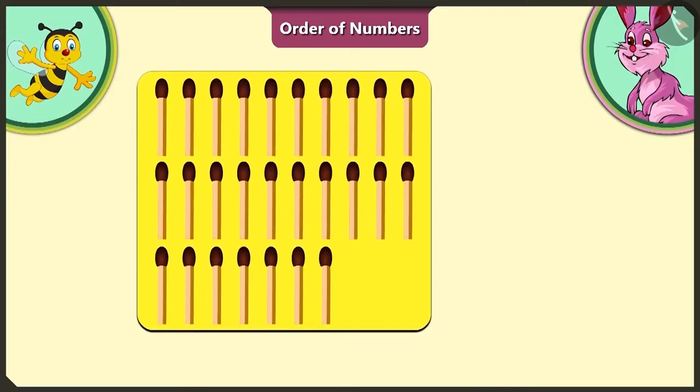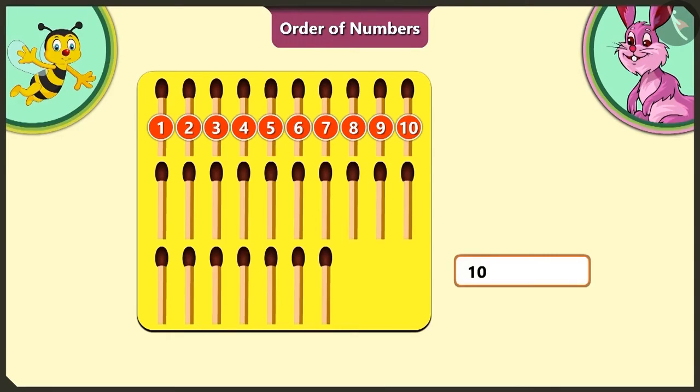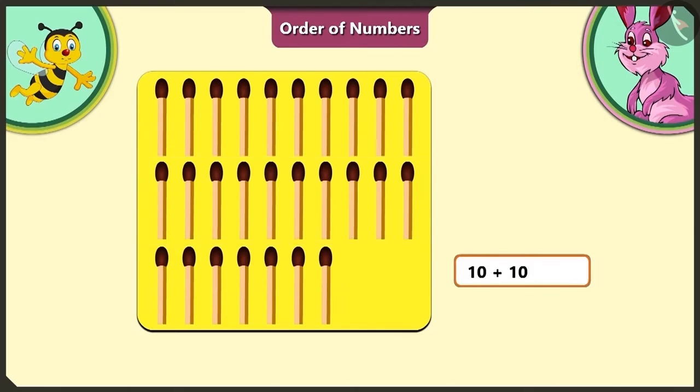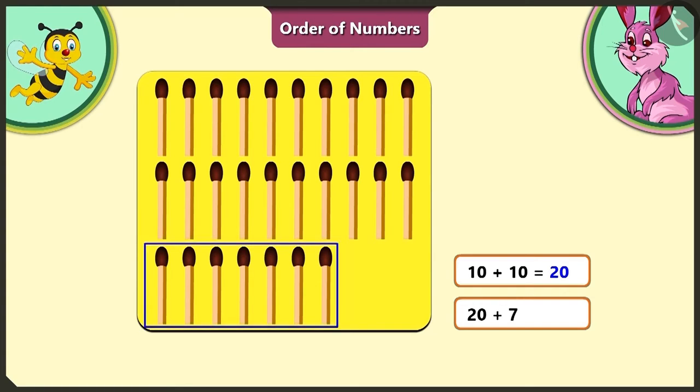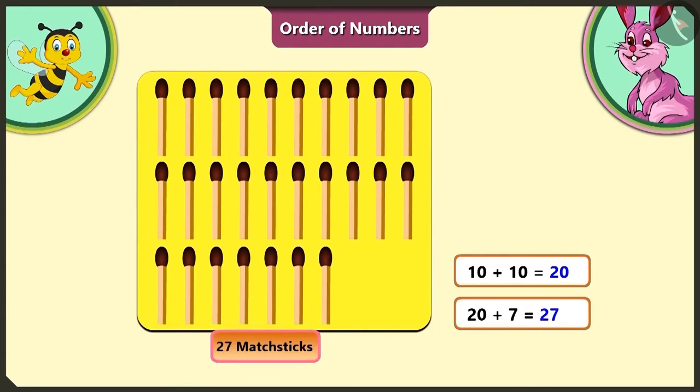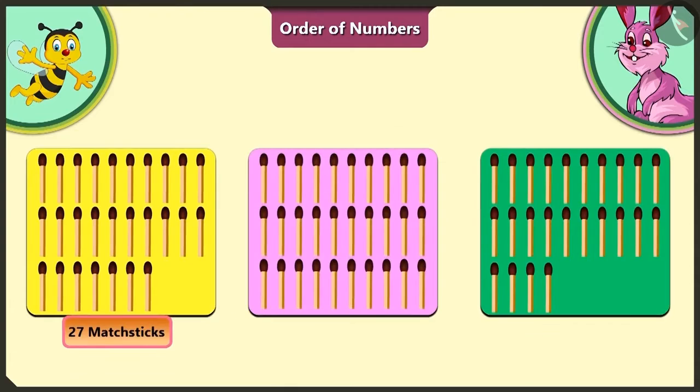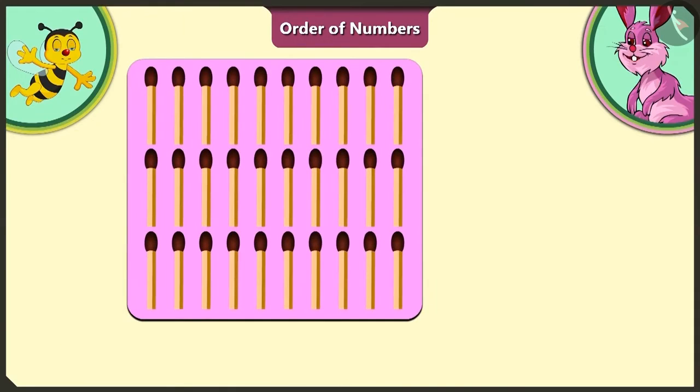Let's see the first group of matchsticks on the yellow card. There are 1, 2, 3, 4, 5, 6, 7, 8, 9, 10 matchsticks. To this first group of 10 matchsticks, we add the next group. There will be a total of 20 matchsticks, and adding the remaining 7 matchsticks to this, we get a total of 27 matchsticks. And the matchsticks on the pink card?